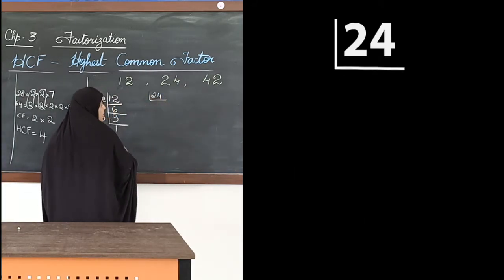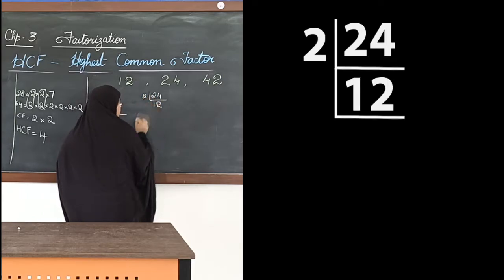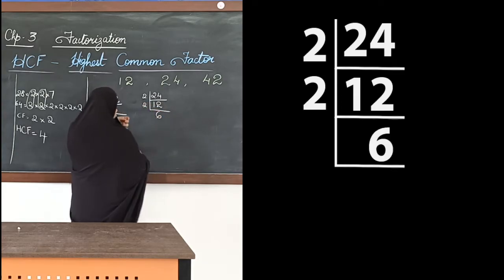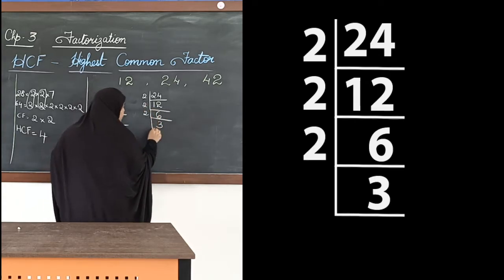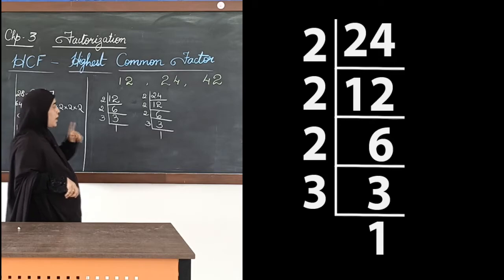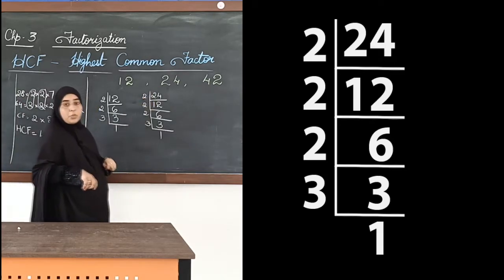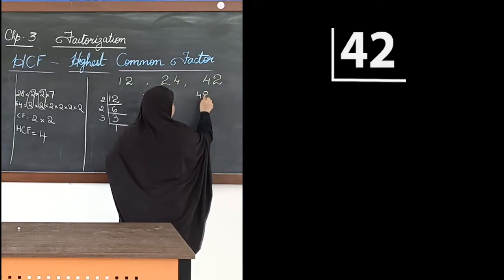Prime factors of 24. When we divide 24 with 2, we will get 12 as the answer. Again we will divide it with 2, we will get 6 as the answer. Then we will again divide 6 with 2, we will get 3 as the answer. And then 3 will be divisible only by 3. So 2, 2, 2 and 3 are the prime factors of 24. Now we will do it for 42.